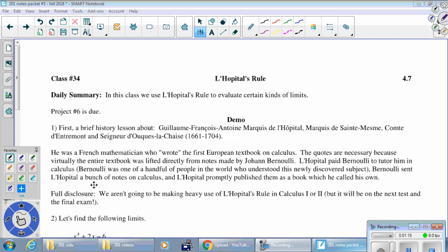L'Hopital passed away. At that point, Bernoulli felt free to share with the world, hey, this is actually mine, it's not L'Hopital's. But this rule that we now call L'Hopital's rule, the name was already given by that point, and it was just too late to change it. So we are stuck with L'Hopital's rule as a name, although technically, really, it should be Bernoulli's rule.